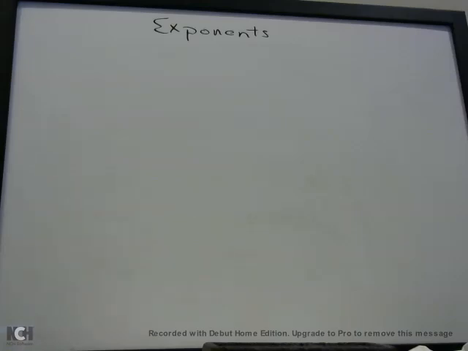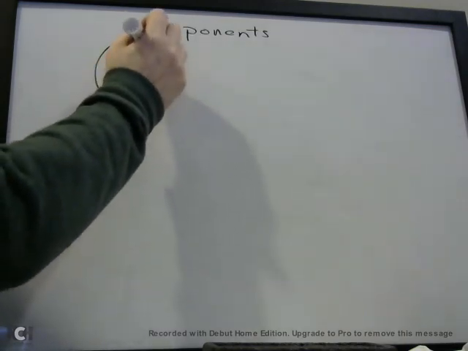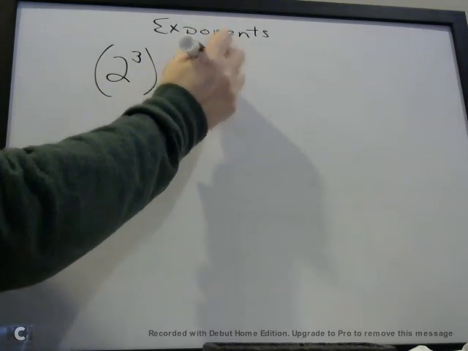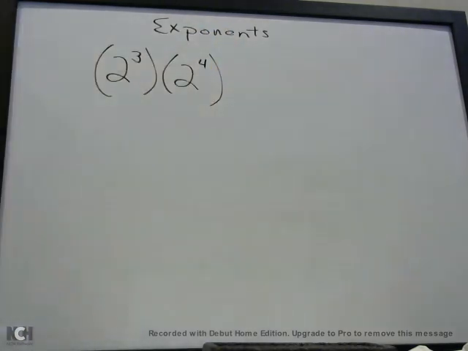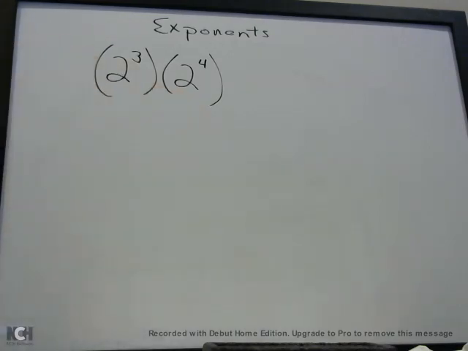We're going to talk about how to multiply and divide numbers that have exponents, and if they have the same base, we're going to show you a shortcut. So if you have two numbers, let's say 2 to the third, or 2 cubed, times 2 to the fourth. Remember, if you have two things written in parentheses, that means multiplication. So you're multiplying these two numbers, 2 to the third times 2 to the fourth.